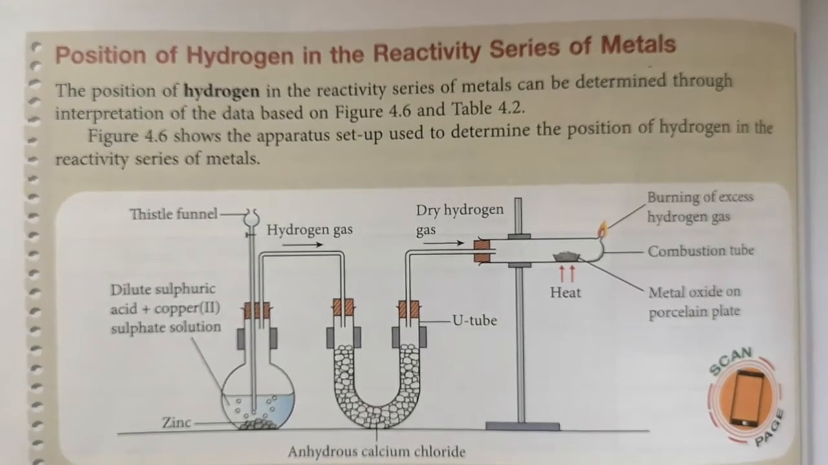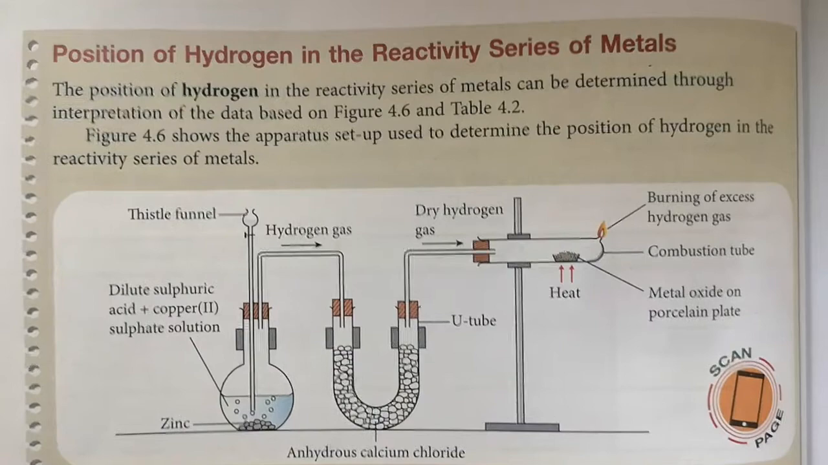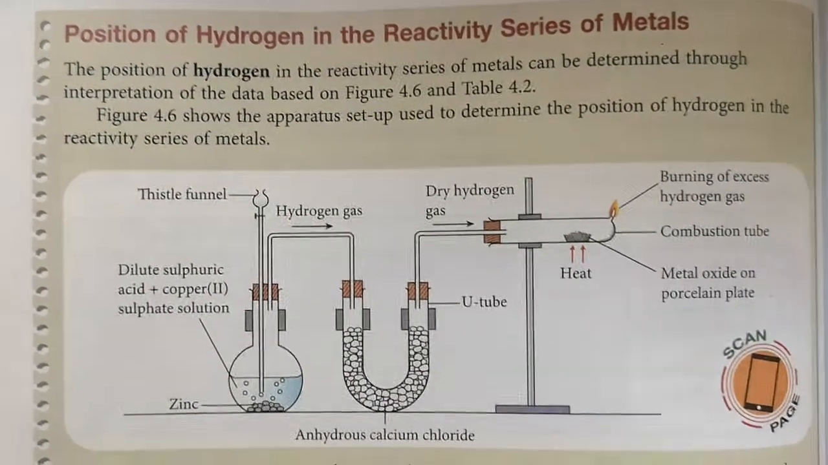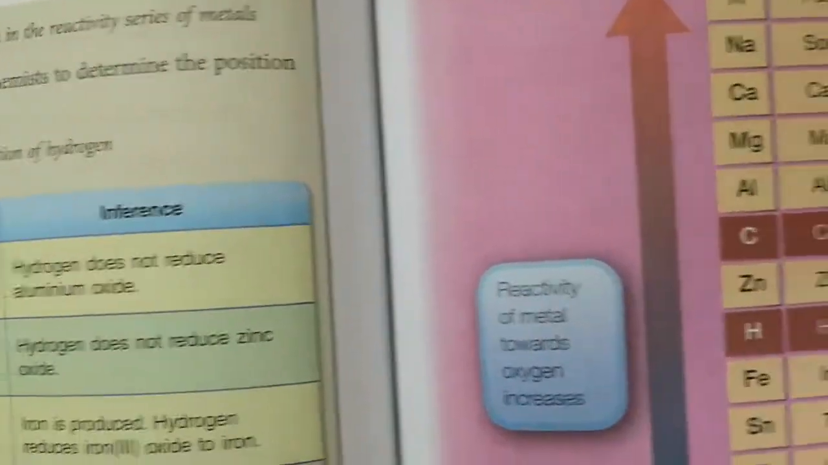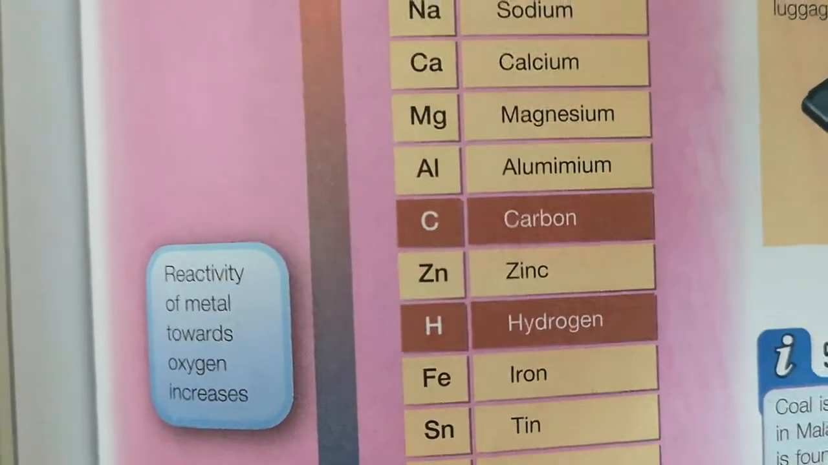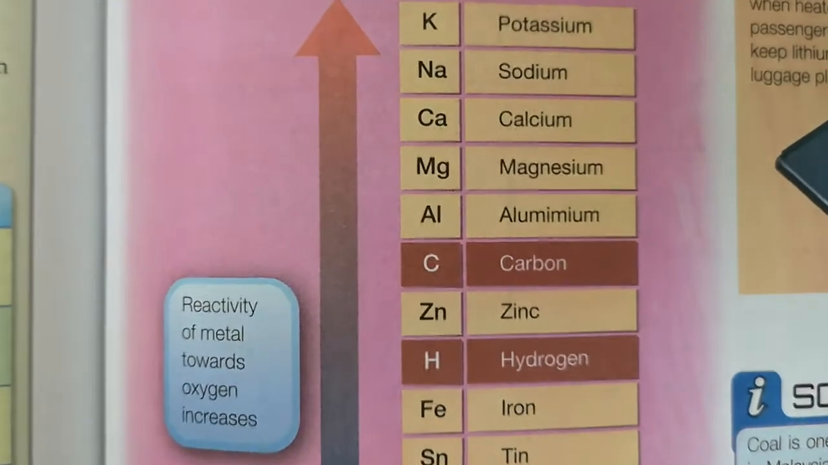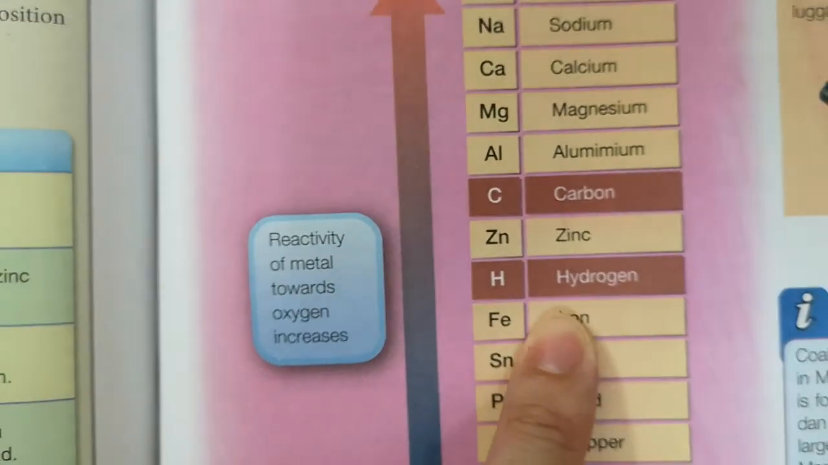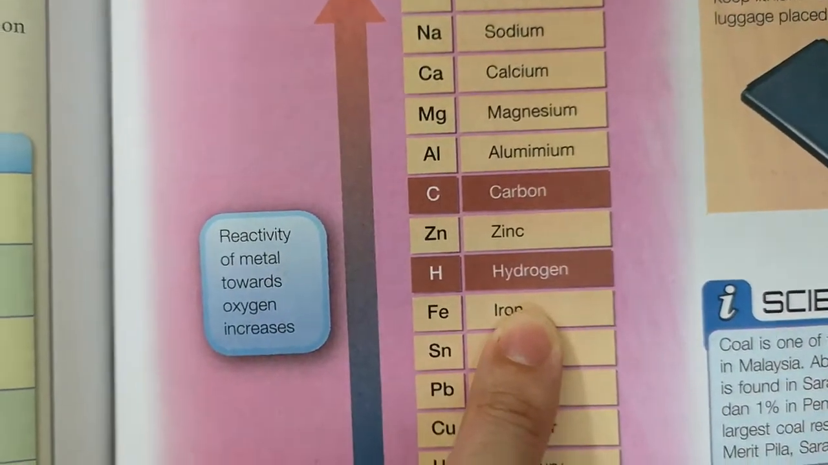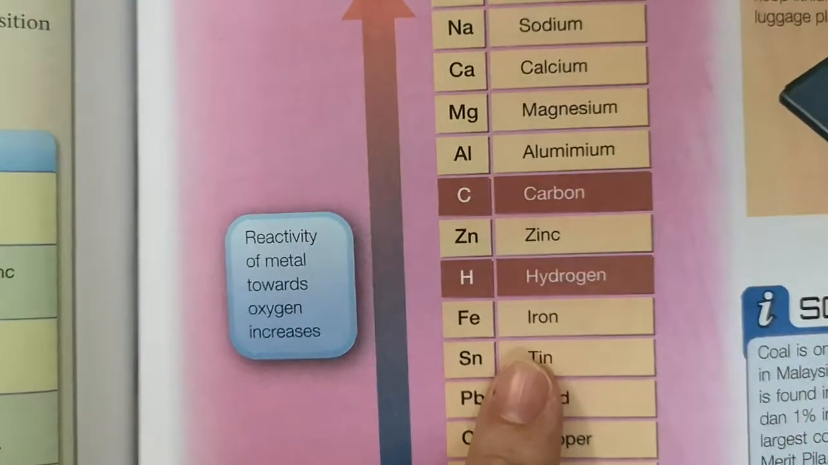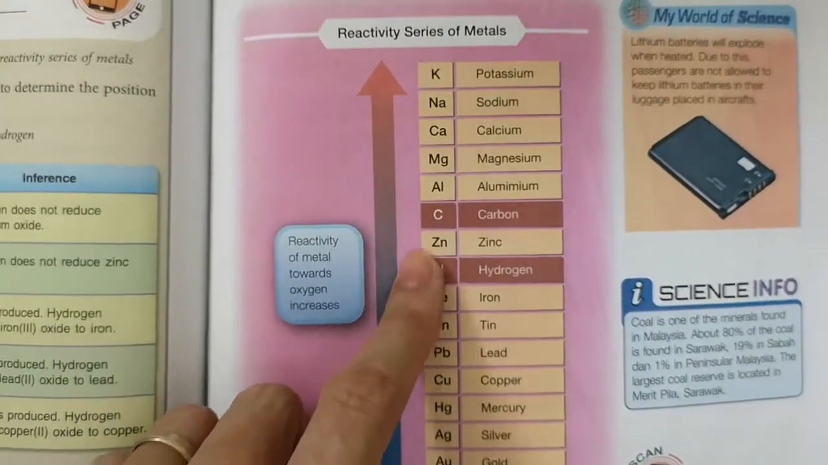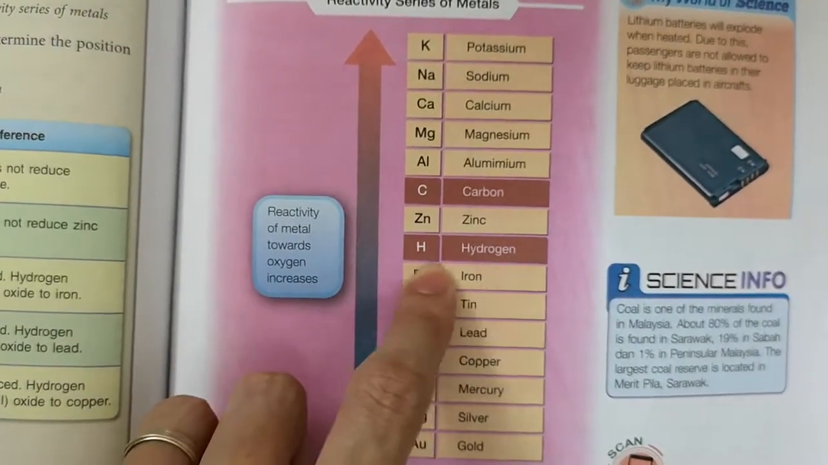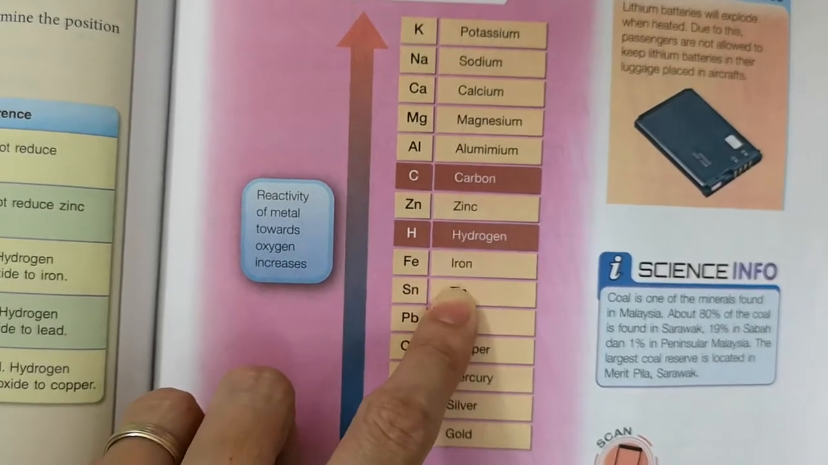Now we're going to look at the position of hydrogen in the reactivity series of metals. Now the same concept of how carbon can remove oxygen from metals. So now we are talking about hydrogen, how hydrogen can remove oxygen from metals. By looking at this reactivity series of metals, we know that hydrogen is between zinc and iron.